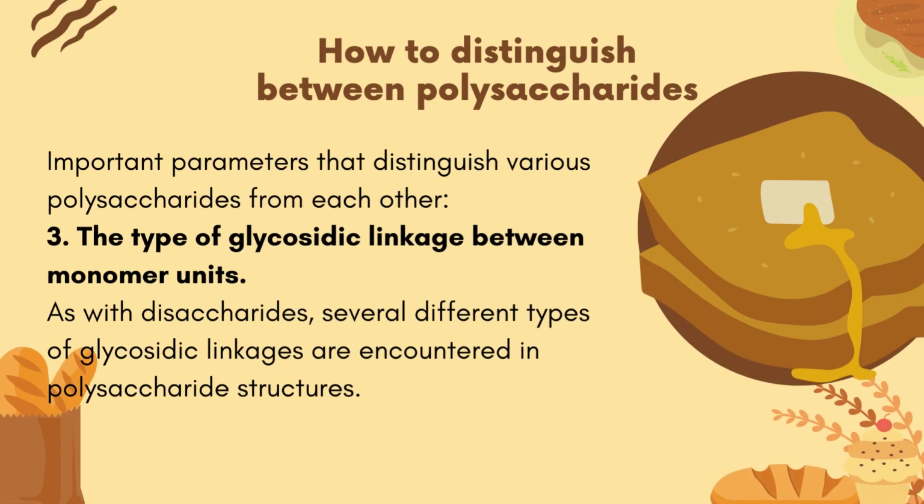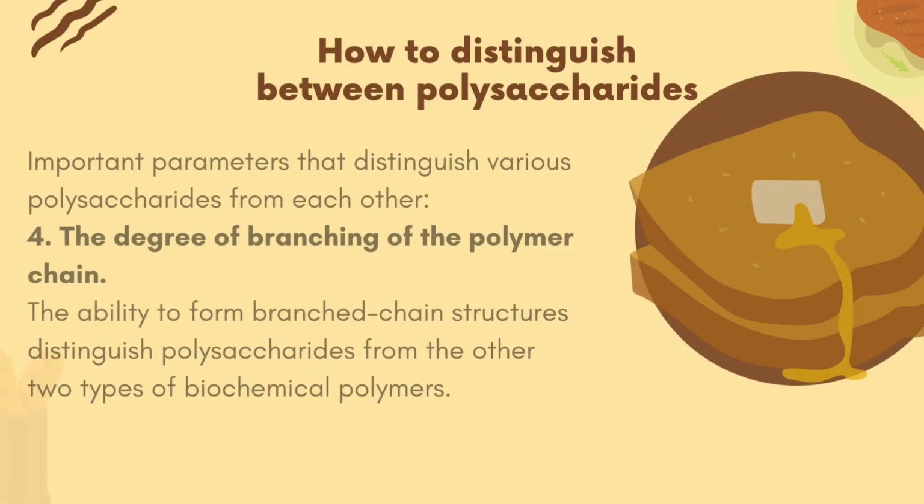Third parameter would be the type of glycosidic linkage between monomeric units. As with disaccharides, there are several different types of glycosidic linkages encountered in the structures of polysaccharides.